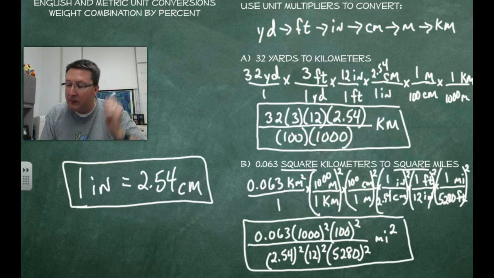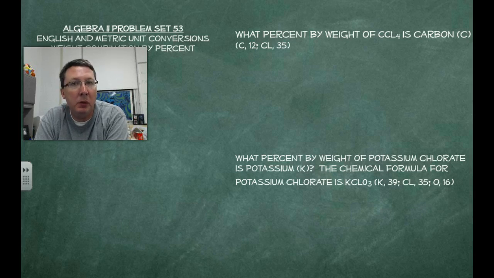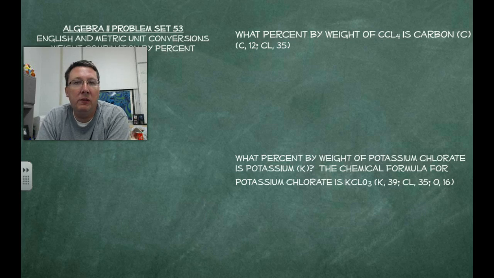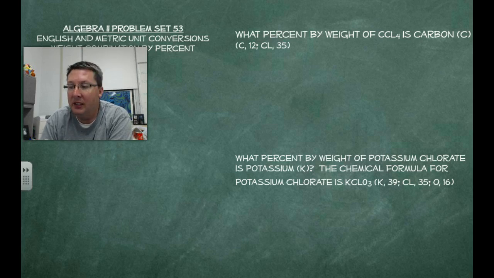Okay, the second part of the lesson, let's take a look. We're dealing with weight combination by percent. Now we've done some chemical formula problems where we have some chemical formula like this example CCl4. And we looked at finding what is the weight of some part of that given the total weight of the compound. Today we're just going to look at the weight by percent. Okay, so the first example here, what percent by weight of CCl4 is just the carbon? Okay, so we want to know what percent of that element or compound is the carbon.